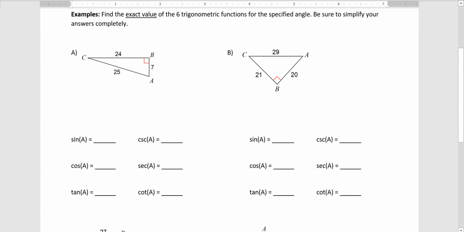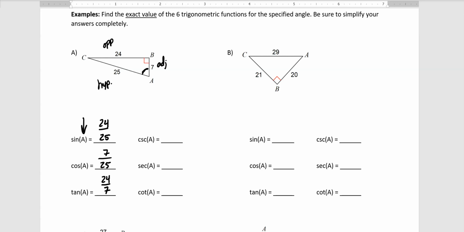For triangle ABC, we want to find the 6 ratios for angle A. That'd be this angle here. So we have our opposite side, the hypotenuse, which is always across from the 90-degree angle, and of course we have our adjacent side. So sine is opposite over hypotenuse, 24 over 25. Cosine is adjacent over hypotenuse, 7 over 25. And tangent is opposite over adjacent, which would be 24 over 7.